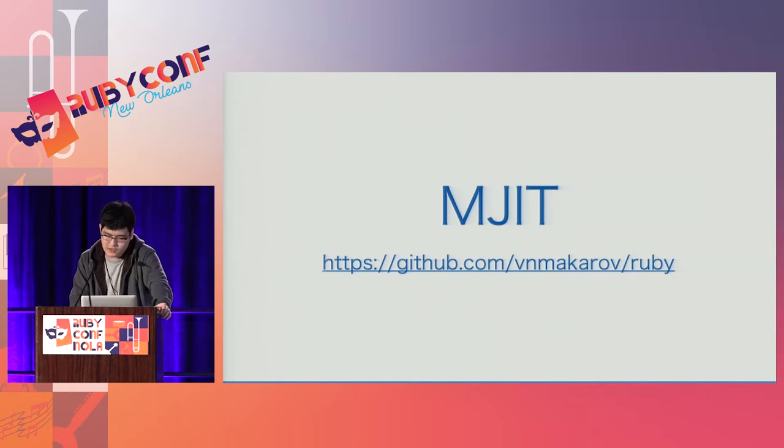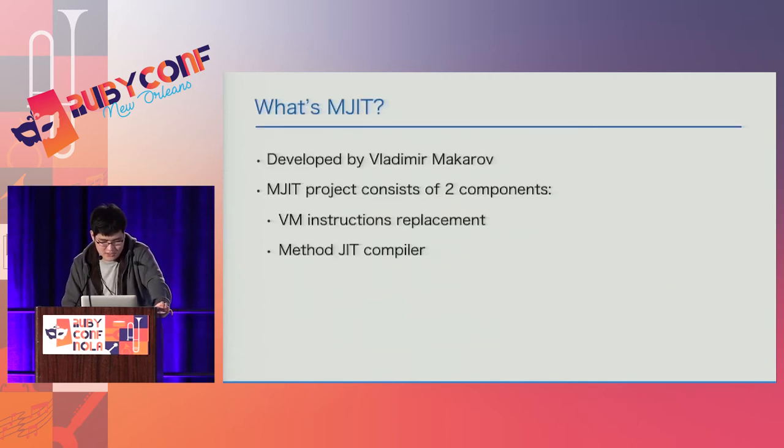Before I introduce another one, I want to introduce MJIT, the version from Matz's keynote. MJIT is developed by Vladimir Makarov. He is a GCC maintainer. The MJIT project consists of two components. It's not just a JIT compiler. It has VM instruction replacement and also the MJIT method JIT compiler.